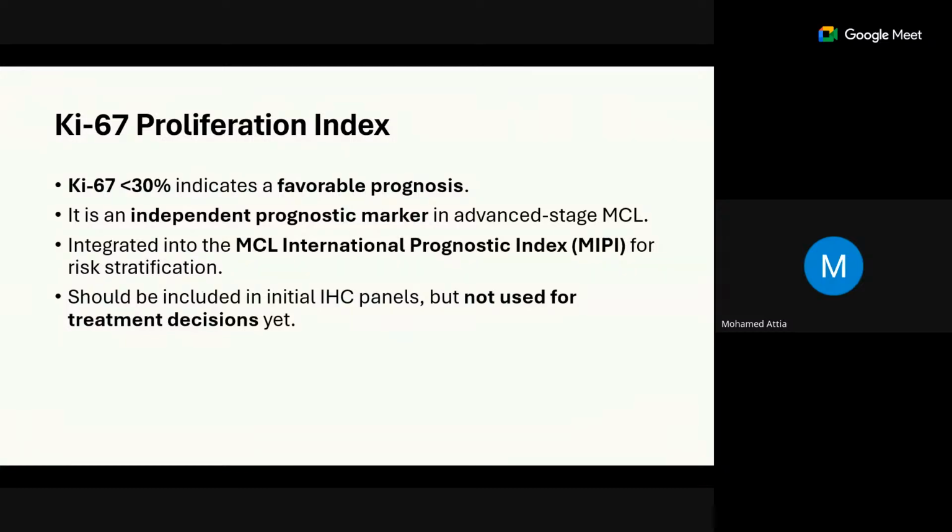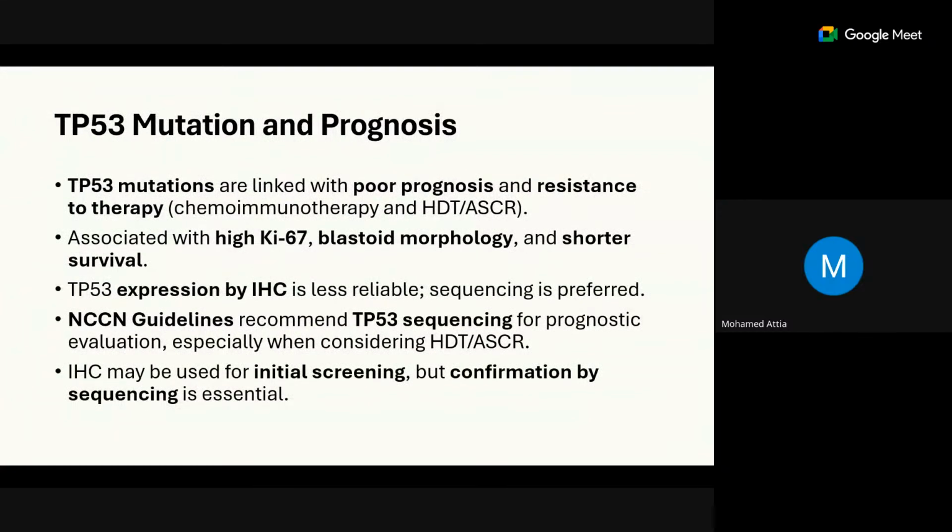The Ki-67 proliferation index is important. If it is more than 30%, it is a bad prognosis, and usually it is related to the blastoid or pleomorphic forms. TP53 is very important because it is linked with very poor prognosis and usually associated with a high Ki-67 level, more than 30%. It is associated with blastoid morphology, shorter survival, and chemoresistance. TP53 mutation is very bad in anything. In CLL, it is due to 17p deletion. In AML, it is associated with chemotherapy-related acute myeloid leukemia, very resistant to chemotherapy, and here in mantle cell, it is very resistant to chemotherapy.